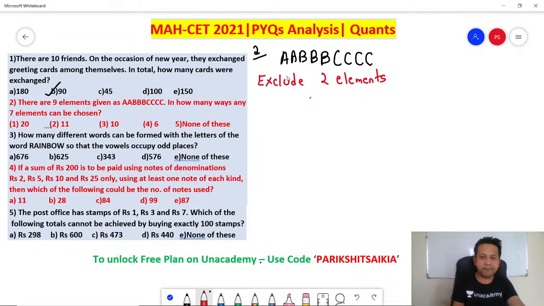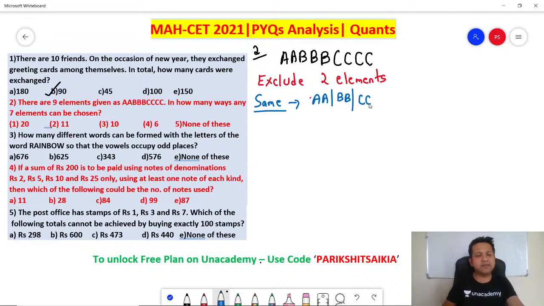Let's get started. So first, when you exclude 2 elements, you have got multiple options. First, the 2 elements are the same. So how many ways? It can be both A's, or both B's, or both C's. So either you exclude 2 A's, or 2 B's, or 2 C's. So total how many possibilities are there to exclude? 3 possibilities. Correct?